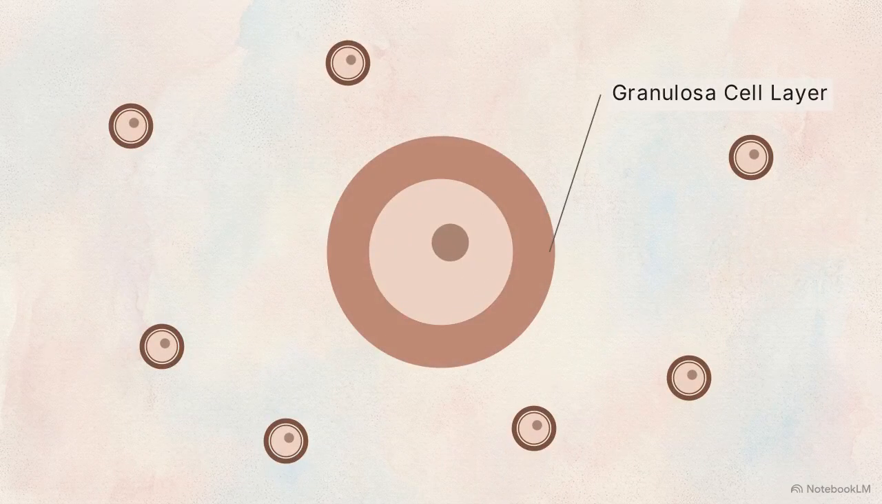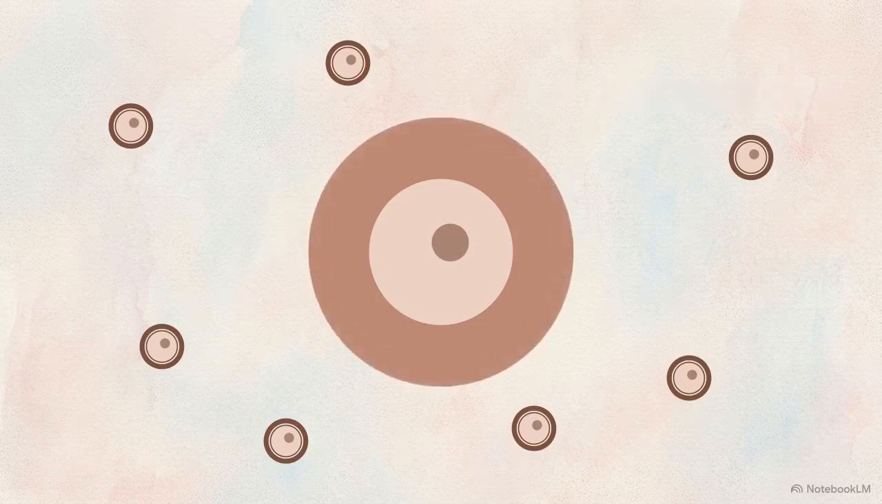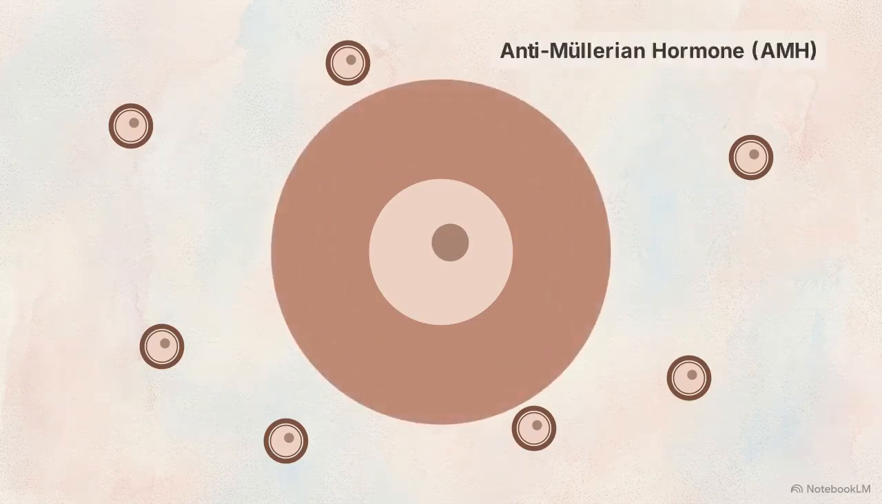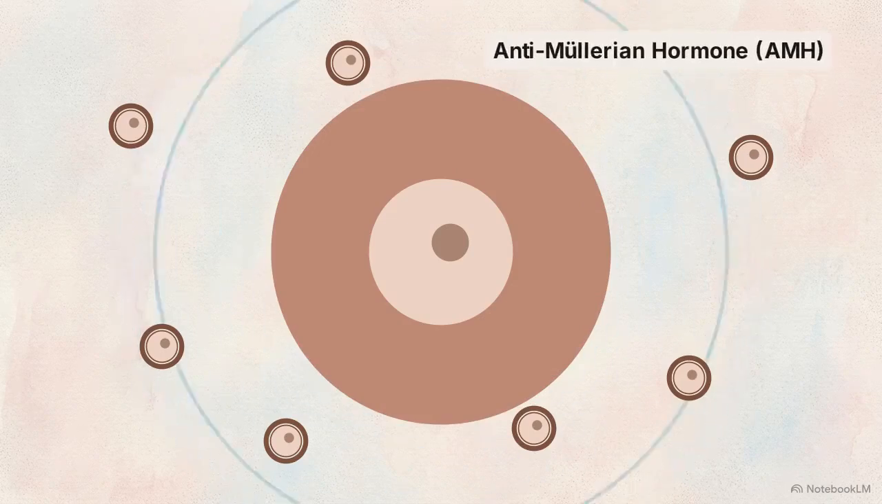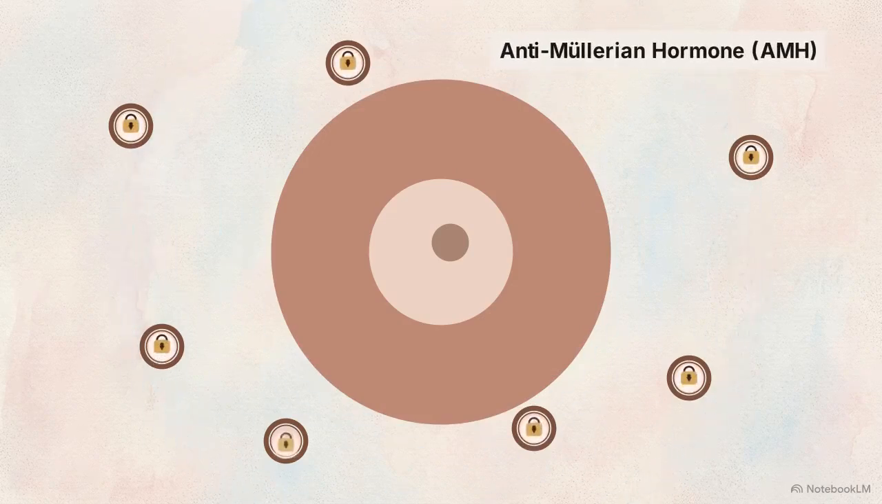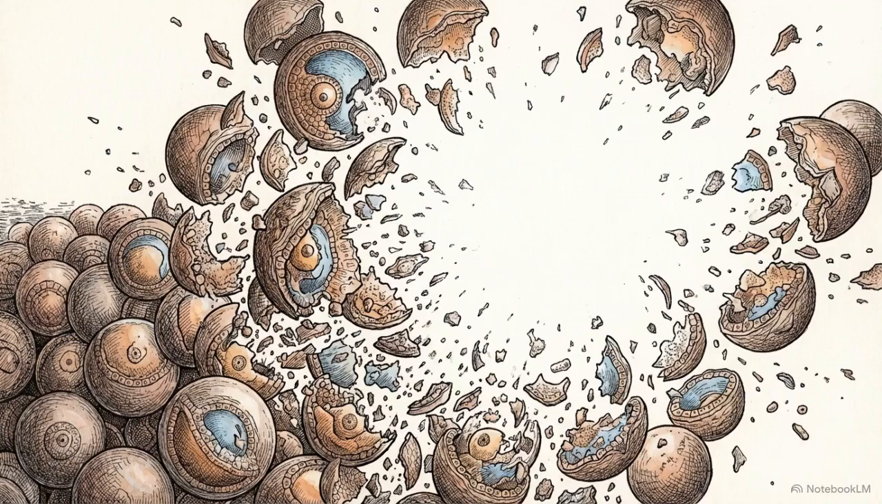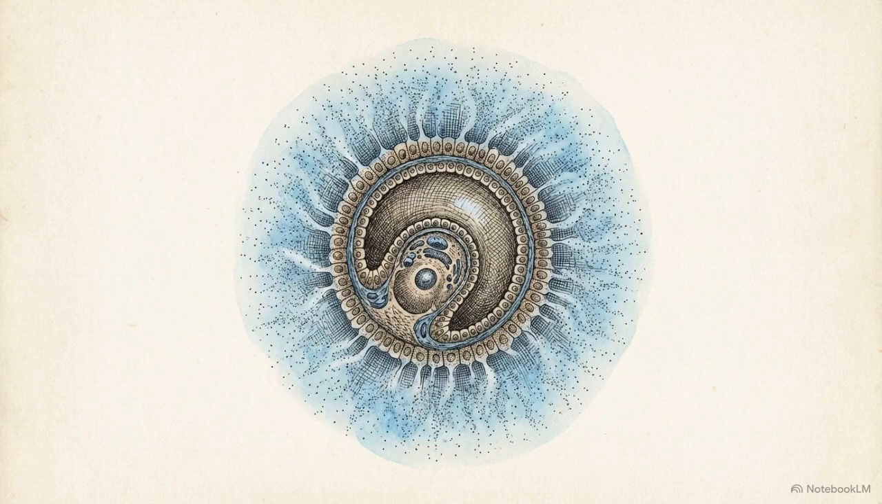This cross-section of a pre-antral follicle highlights the granulosa cell layer. As these cells multiply, they synthesize anti-Mullerian hormone, or AMH, creating a localized chemical barrier. This barrier suppresses the activation of adjacent primordial follicles, keeping them locked in their dormant state. Without the continuous, localized inhibition provided by AMH, the entire ovarian reserve would spontaneously activate and deplete in a catastrophic mass event. AMH performs a second gatekeeper function as the active follicle grows.